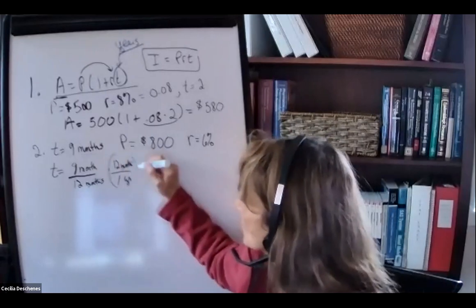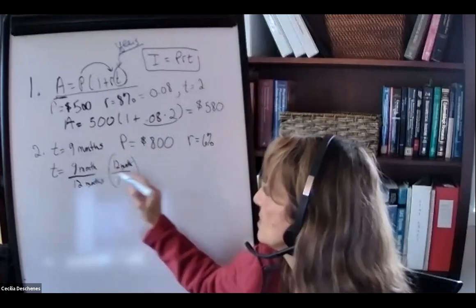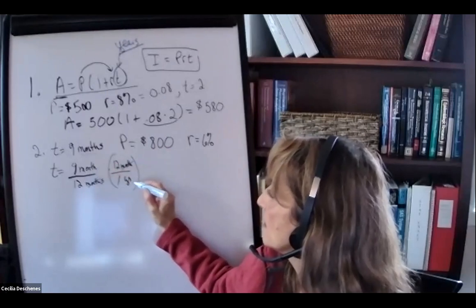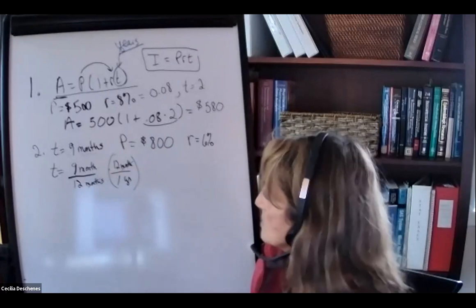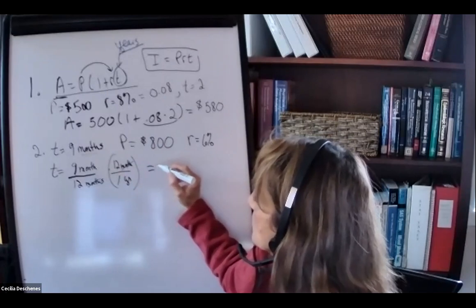Right, this is a disguised form of 1. 12 months is 1 year, so I'm just multiplying by 1, but in the end, my units are years per year.